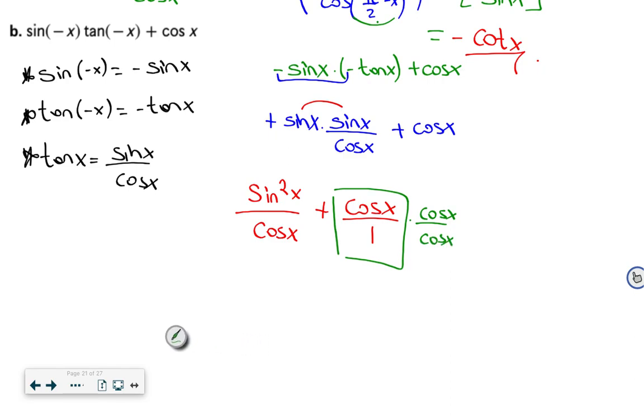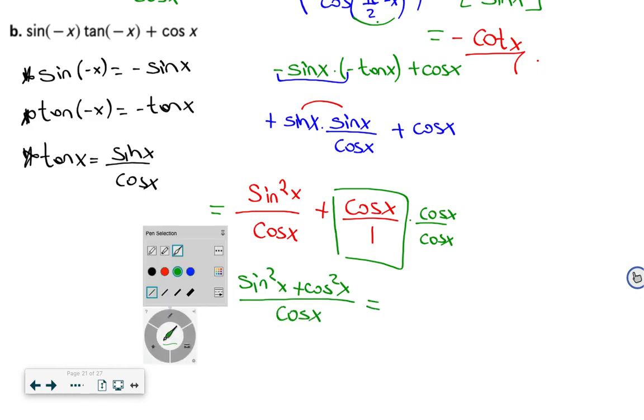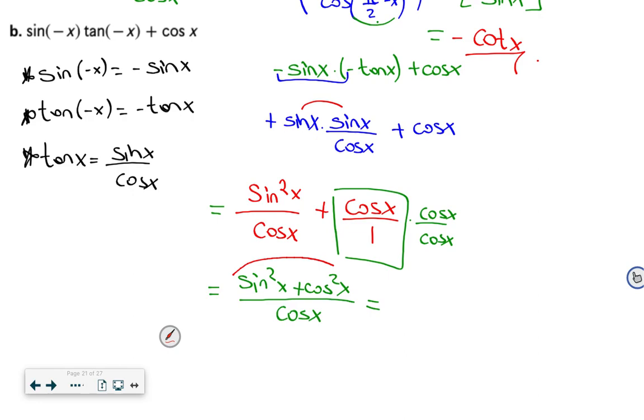Then you will get sine square x plus cosine square x under the same denominator, cosine x. Do we know that from the Pythagorean identity, cosine square x plus sine square x is going to become 1 over cosine x? You can leave it as 1 over cosine x, or we know that 1 over cosine x is secant x. These are correct answers.